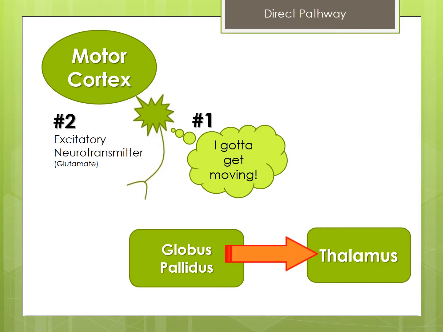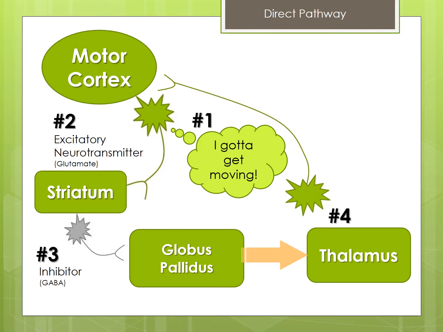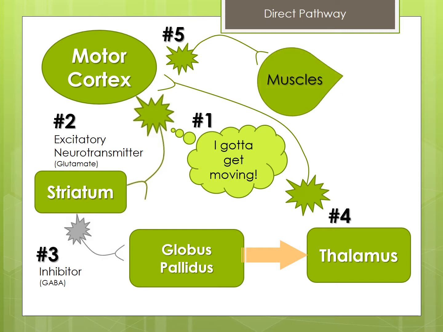then the motor cortex sends the excitatory neurotransmitter glutamate to the striatum. This excites the inhibitory GABA neurons in the striatum, and they in turn send out an inhibitor to the globus pallidus. This inhibits the globus pallidus from inhibiting the thalamus. With this reduction of inhibition, the thalamus is able to communicate with the motor cortex. Once the motor cortex has been excited, it sends a message to the muscles. And we get movement.